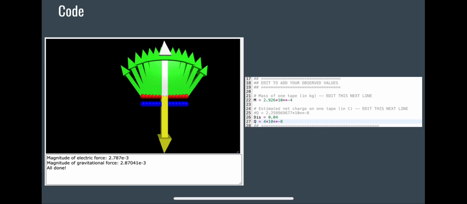After a little bit of trial and error, on the image on the right you can see I changed my Q value to 4e-8, which is a little bit under double what our original Q value was. And now on the image on the left you can see that our magnitude of electric force and magnitude of gravitational force are almost equal, as also given by the arrows.